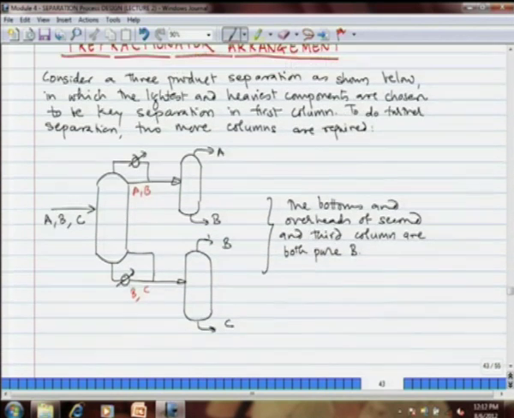So, totally you require 3 columns. The first column may not have very large number of plates because it is not going for sharp separation. Okay. So, few plates just to separate the ternary 3 components into AB and BC, B getting distributed between the 2 streams, and then you have individual splits. So, you have basically 3 columns here.